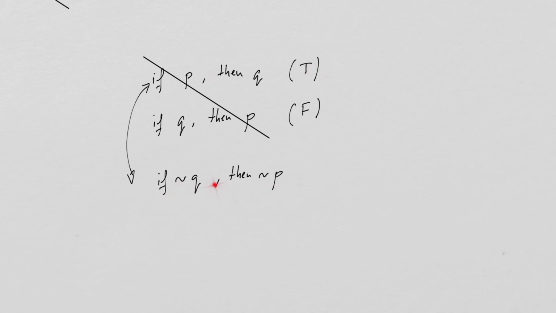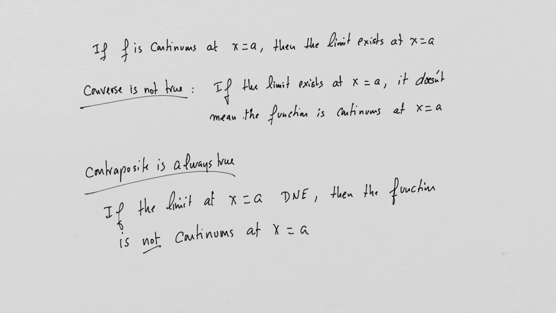So if the original is true, the contrapositive has to be true. If the original is false, the contrapositive has to be false. The converse is not dependable. What it means is, if you negate Q, then you negate P. That's the contrapositive. So let's apply it here. We know if a function is continuous at x equals a, then the limit has to exist. The contrapositive says if the limit does not exist, then the function cannot be continuous, and that's what I wrote here. If the limit at x equals a does not exist, then the function is not continuous.